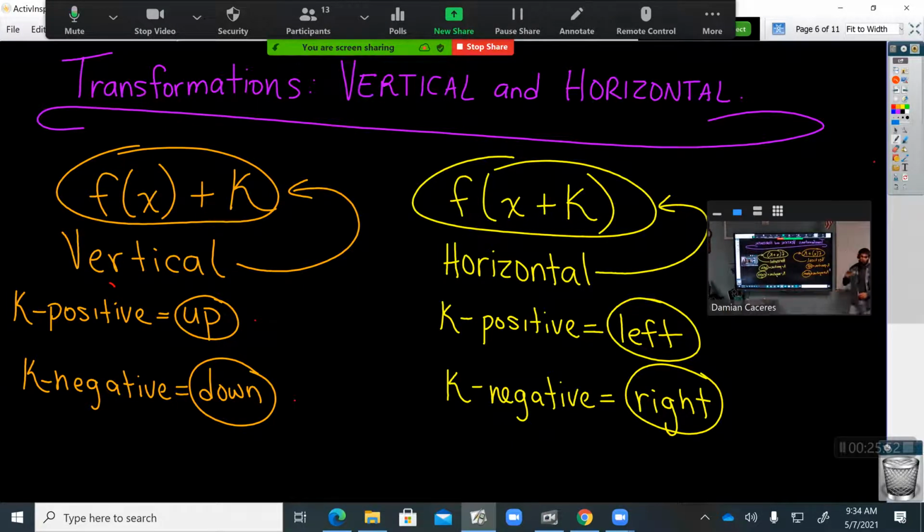The main thing here is I want you to see the parent function, see the parent rule and look at where the k value is. K is just the amount of units. So if I say 4 up, what's k? Positive 4. If I say 4 down, what's k? Negative 4. You with me? So that's why I wrote it here. If k is positive, you go up. If k is negative, you go down.